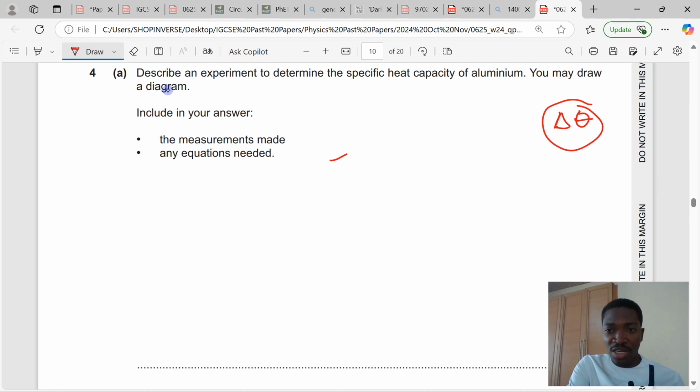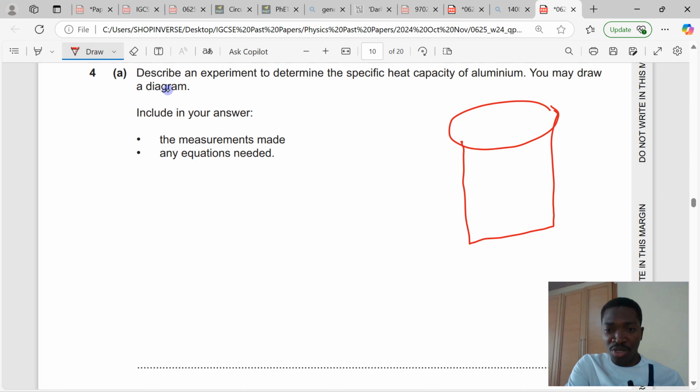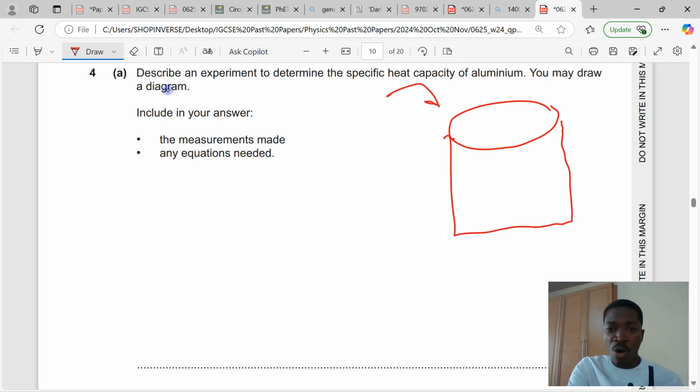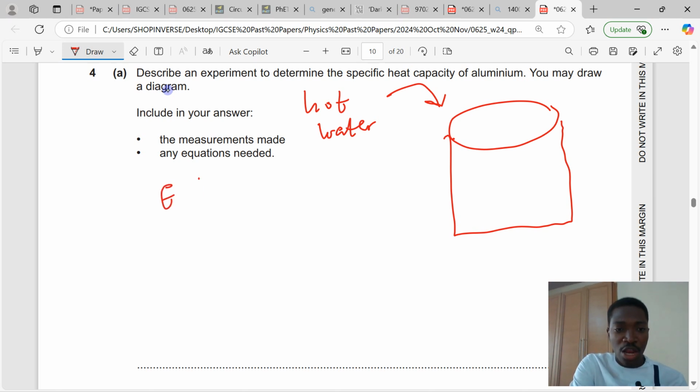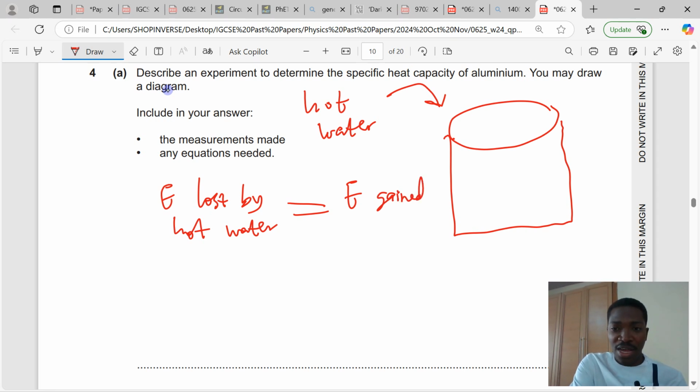Another thing you can do is you can also choose to have a bowl made of aluminum. So this bowl or bucket made of aluminum, you then pour hot water, so that the hot water supplies energy to the aluminum. Good. And then you measure the energy supplied to the aluminum. How can you do that? The heat energy lost by the hot water must be equal to the heat energy gained by that aluminum bowl or aluminum cup, whichever one.